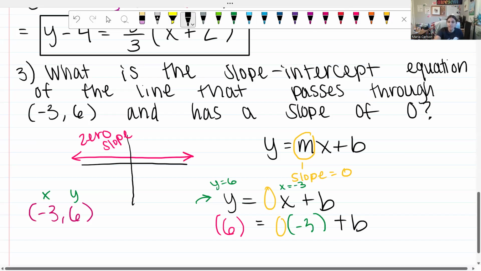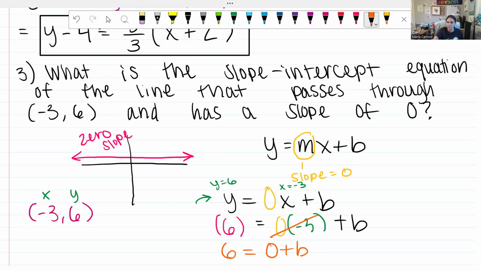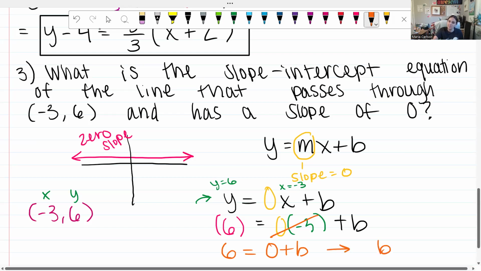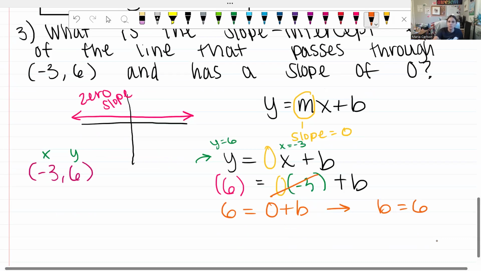Now 0 times -3 is just 0. So I have 6 is equal to 0 plus b, and 0 plus b is just b. So this tells us then that b is 6. Our y-intercept is 6. So all together now, we know b is 6 and m is 0.